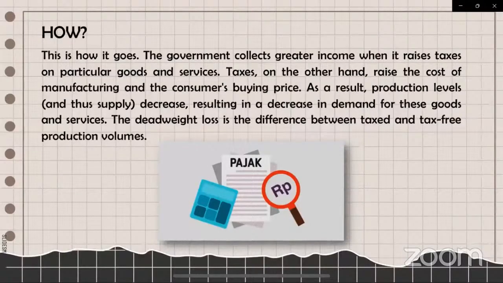How? This is how it goes. The government collects greater income when it raises taxes on particular goods and services. Tax, on the other hand, raises the cost of manufacturing and the consumers' buying price. As a result, production level and supply decrease, resulting in a decrease in demand for these goods and services. The deadweight loss is the difference between taxed and tax-free production volumes.